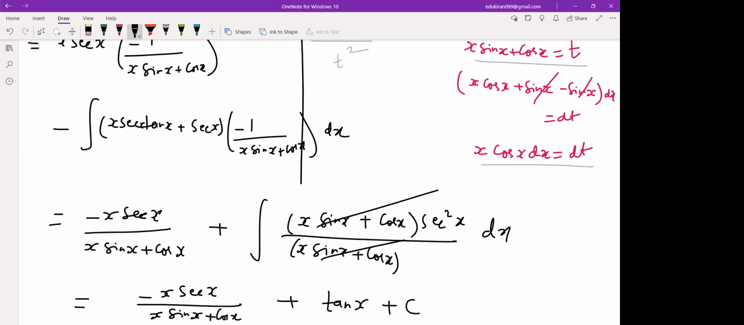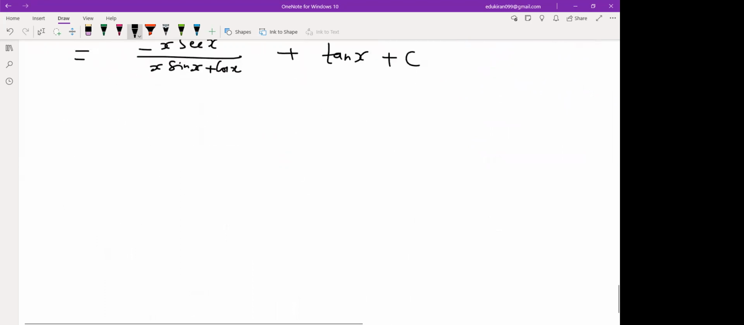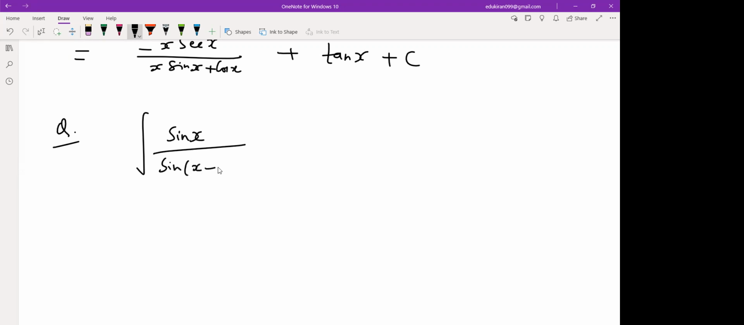One interesting question, it has come a little long ago, but it is a good question and you can get some idea from the question itself what to do. So it is sin x upon sin x minus alpha, which is integrated to give you ax plus b log of sin x minus alpha plus c.